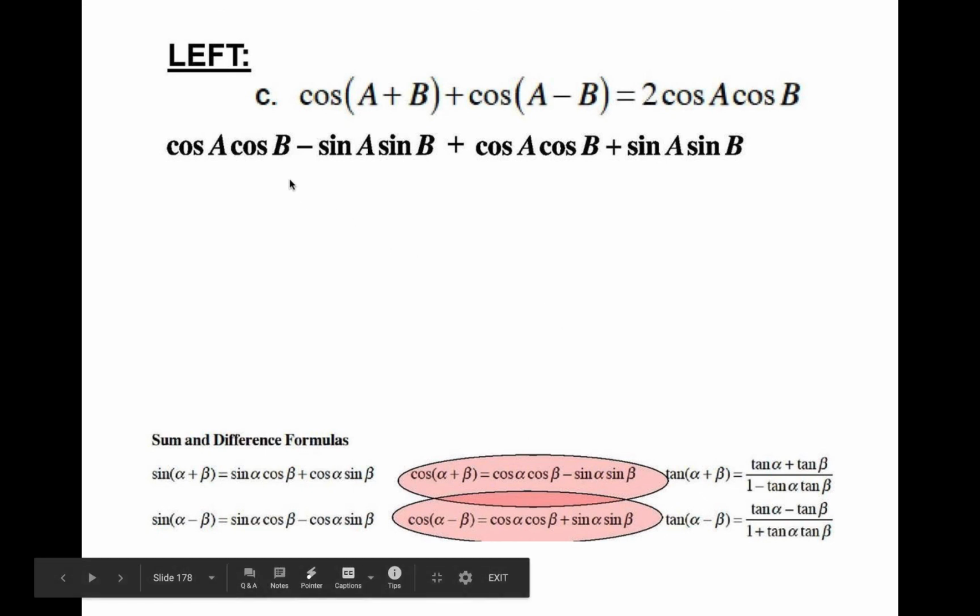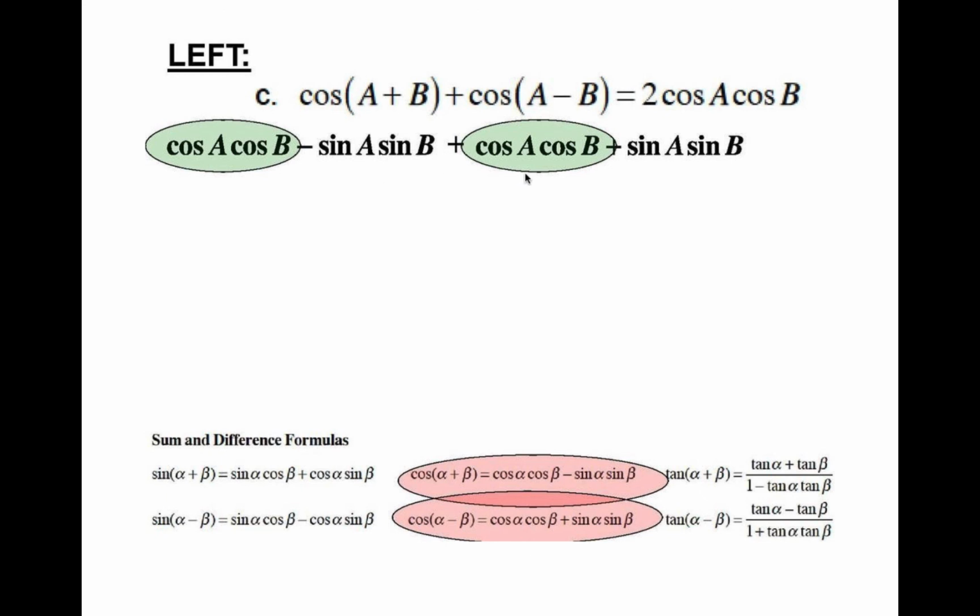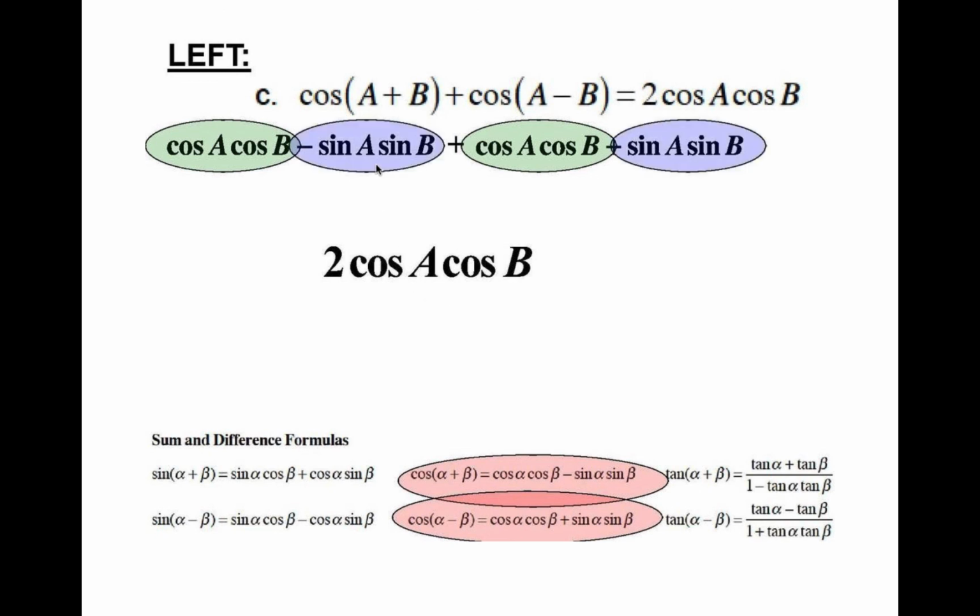So if you notice, these are like terms. I have a cosine A, cosine B, and a cosine A, cosine B that makes two cosine A, cosine Bs. And then notice these are like terms. You have a negative sine A sine B and a positive sine A sine B. Since one's a negative, one's a positive, they cancel each other. Hey, look, that's the right side. I'm done.